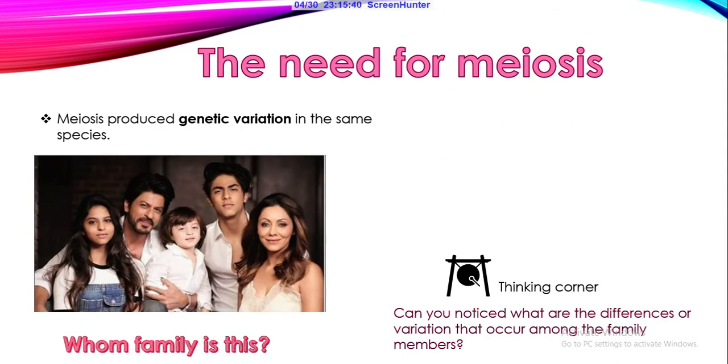Okay, next, the need for meiosis. Meiosis produces genetic variation in the same species. How does it produce genetic variation? Later we will look at the process. Meiosis is important because if humans all had the same structure, the same skin, the same shape of face, the same hair color, the same hair type, there would be no variation within one species. That is how meiosis functions to produce variation.